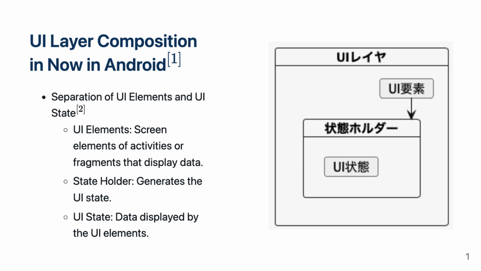First, let's review the basics of state holders. In Now in Android, state holders generate and hold the data displayed in the UI. When the data changes, UI elements are redrawn to display the latest information. When generating UI state, it's necessary to process it without blocking the UI thread to avoid hindering screen rendering. Let's see how we can utilize coroutines in state holders to achieve this.